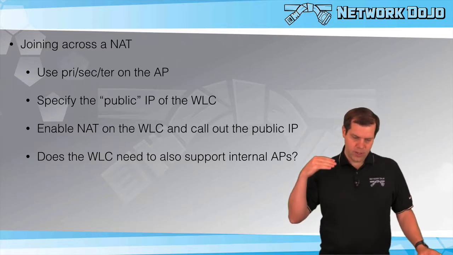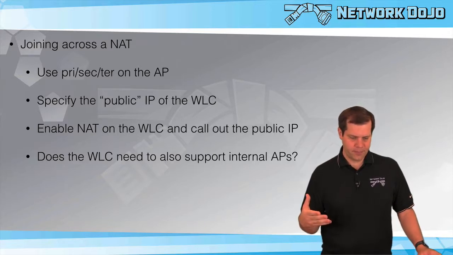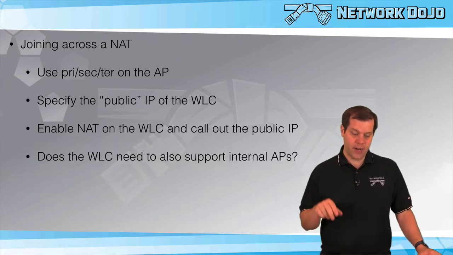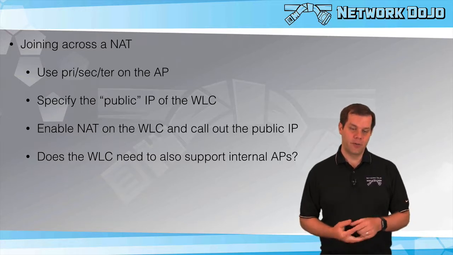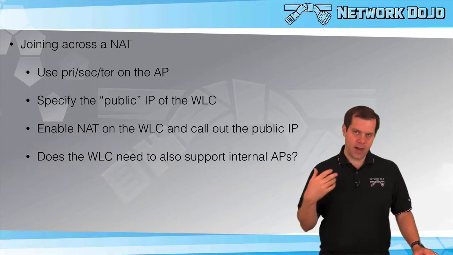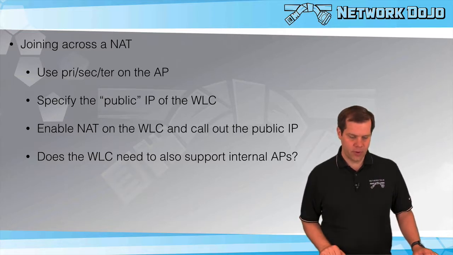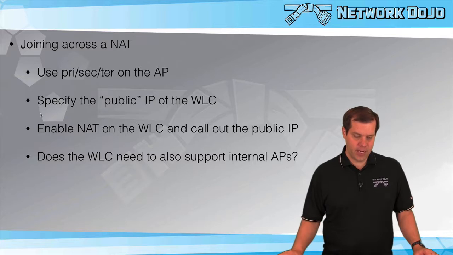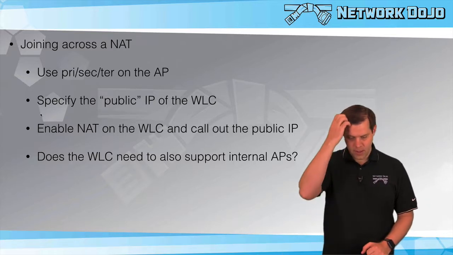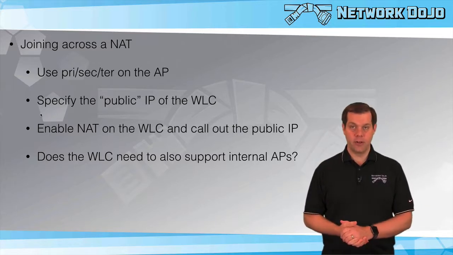So usually what we do is on the AP, we configure our controllers as primary, secondary, tertiary controllers. But when we configure the primary, secondary, tertiary, we need to make sure that we specify the public IP address of the controller, the pre-NAT IP address of the controller, so that it can talk to that. The device will NAT it to the real IP address of our controller here. And then we need to make sure that we enable NAT on the controller, calling out the appropriate public IP address. And then the only other question after that is, does the controller also need to support internal APs?